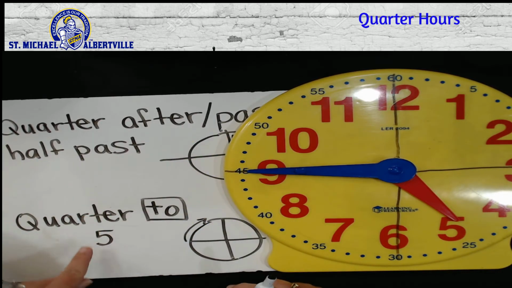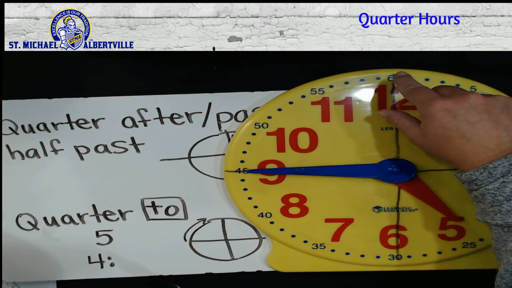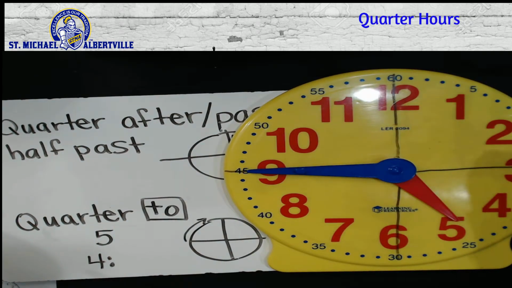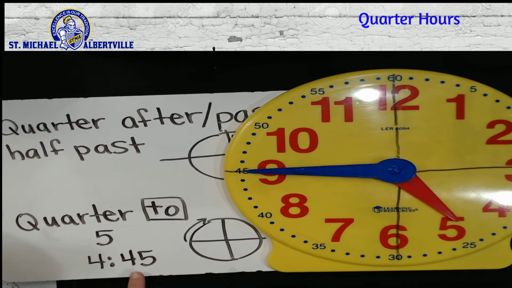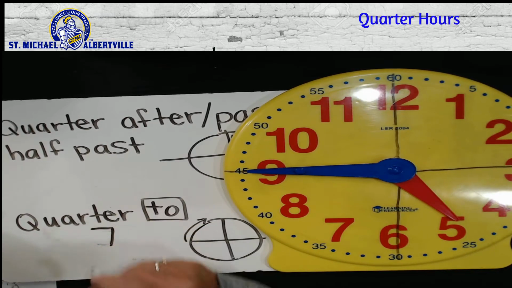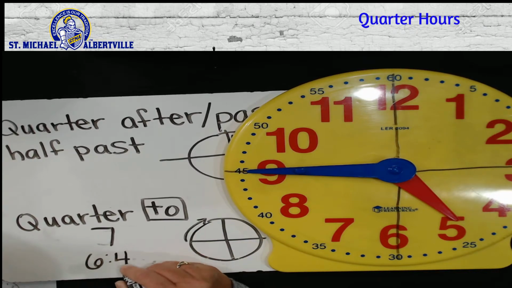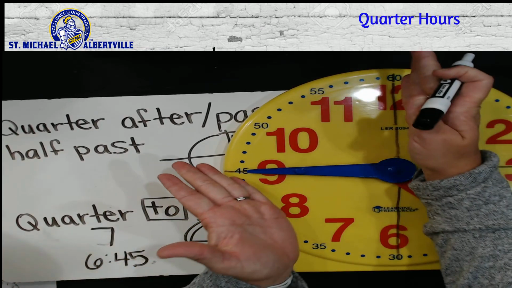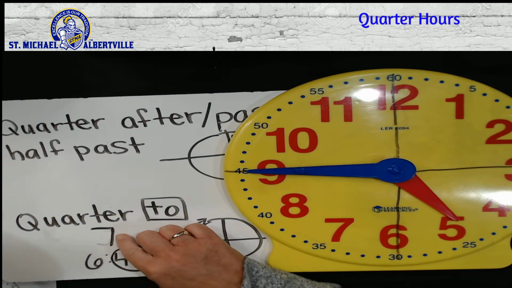So a quarter to, we always have to go back. Quarter to five means it is four. Think of your number patterns. It still has to travel this quarter of the way to get to 5 o'clock. 5, 10, 15, 20, 25, 30, 35, 40, 45. Quarter to 5 is 4:45. What is a quarter to 7? Well, it's not to 7 o'clock yet. A quarter to 7 means it still has to travel the quarter to get to there. So it is 6:45. Whenever we're doing quarter to, it's always going to be to the 45, because when we add that quarter, it's going to get us to the time.